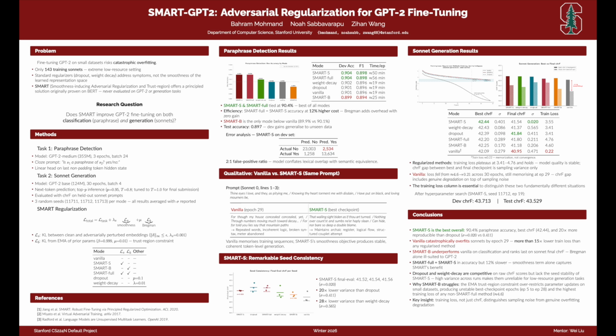One finding from the ablation is that SMART Full and SMART S achieve identical accuracy, but SMART Full takes 12% longer per epoch because of the Bregman proximal term. Zero measurable benefit, extra cost, so an early signal that the smoothness component alone is doing most of the work.